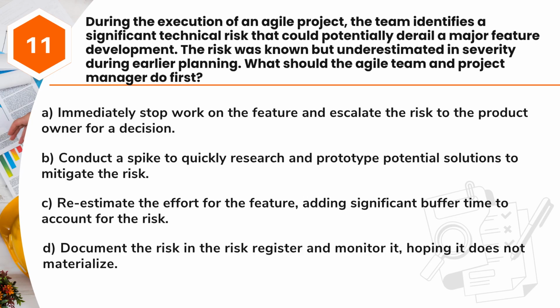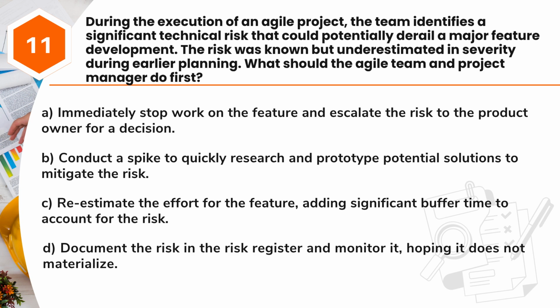Question 11. During the execution of an Agile project, the team identifies a significant technical risk that could potentially derail a major feature development. The risk was known but underestimated in severity during earlier planning. What should the Agile team and project manager do first?